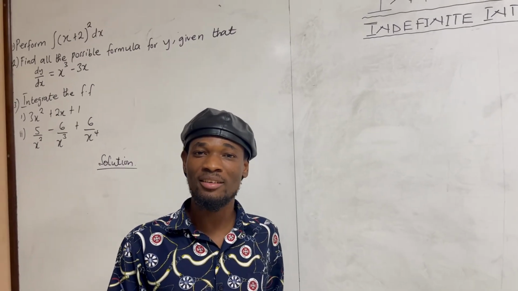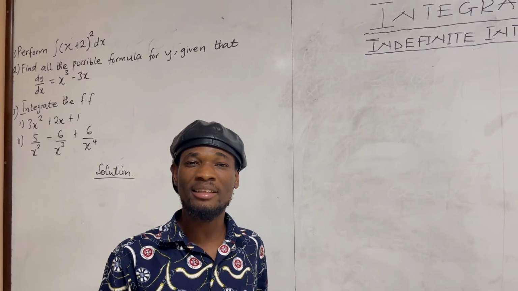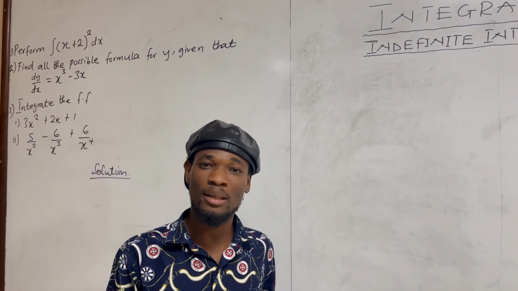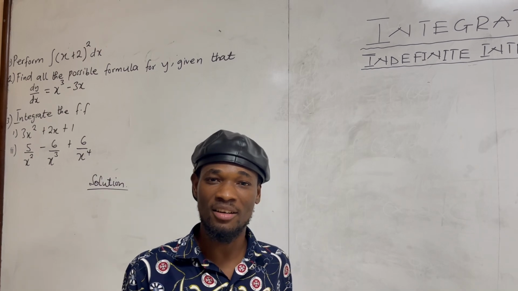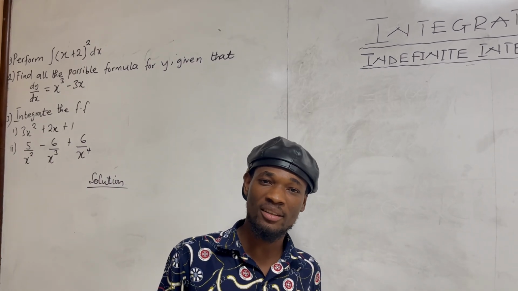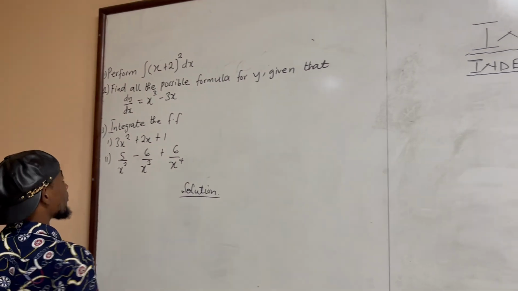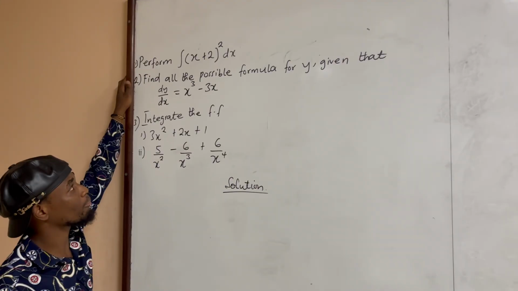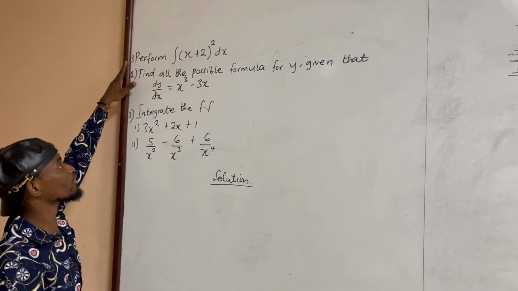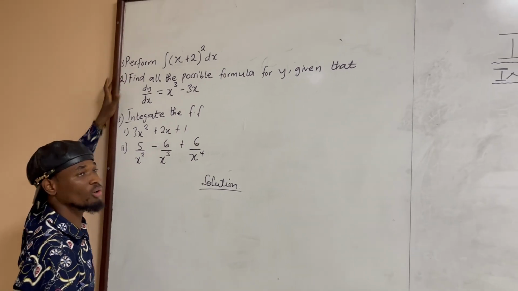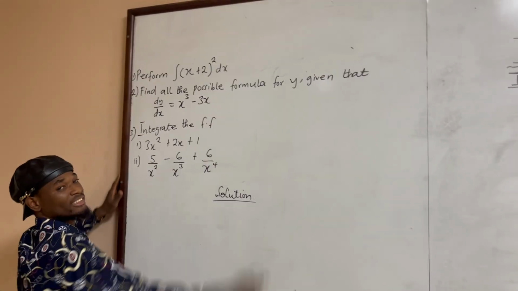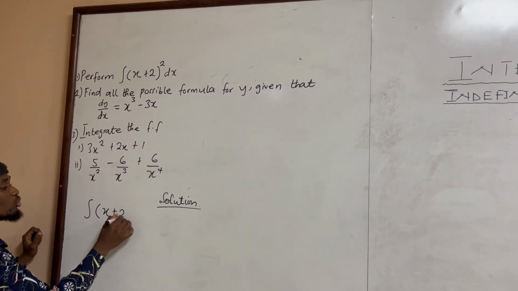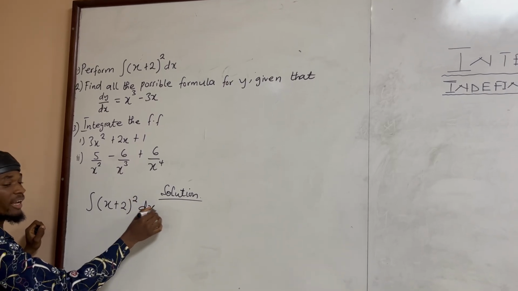We are still treating integration, but this time around we are going to consider questions to appreciate the principles regarding integration. So the first question reads, perform the integral of the expression x plus 2 all squared, and we are integrating this with respect to x, that is dx. So I have the integral of x plus 2 all squared dx.